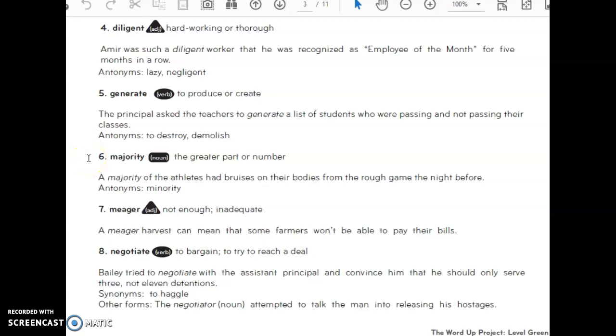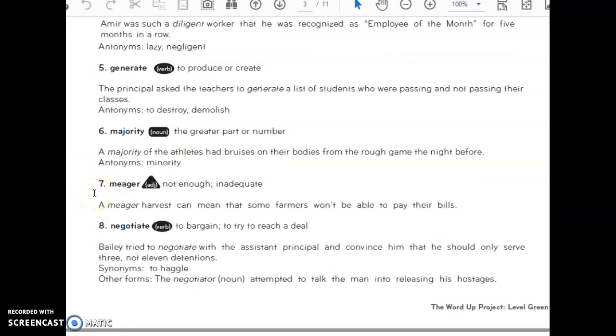Number 6, majority is a noun. The majority of something is the greater part of it or the larger number. So a majority of the athletes had bruises on their bodies from the rough game the night before, which means more than less. The greater number of athletes had bruises. An antonym or an opposite would be minority.